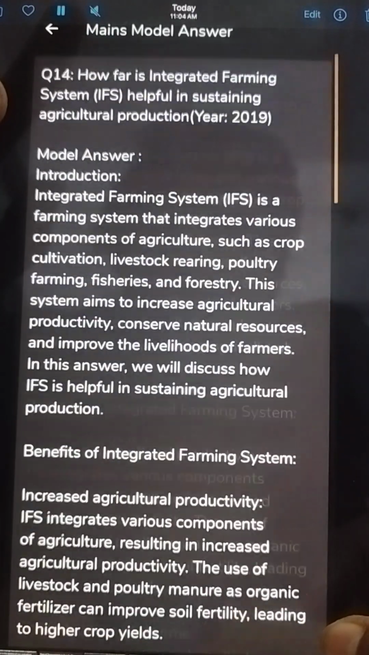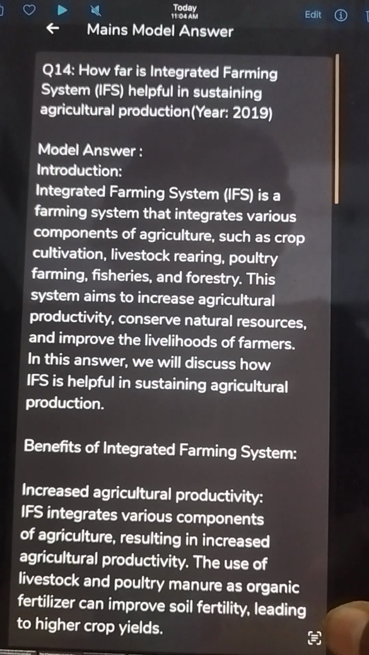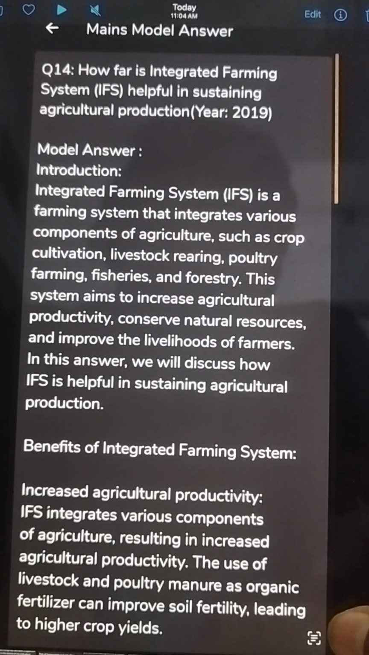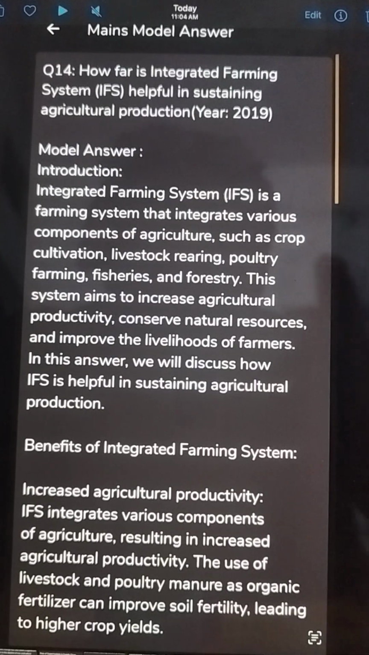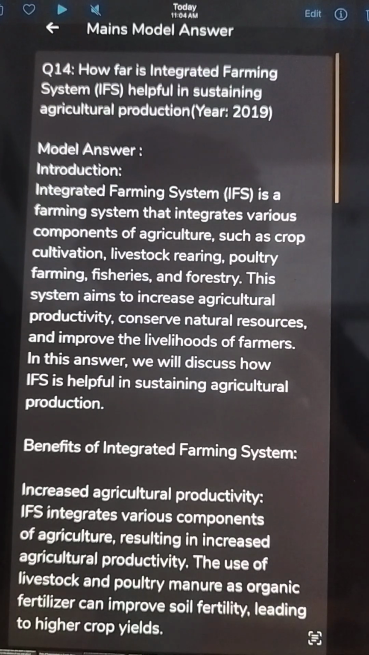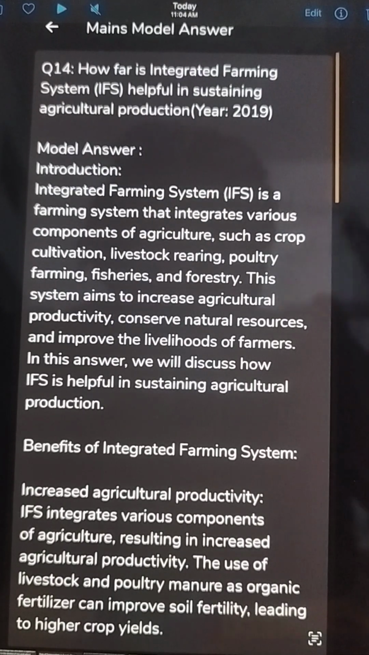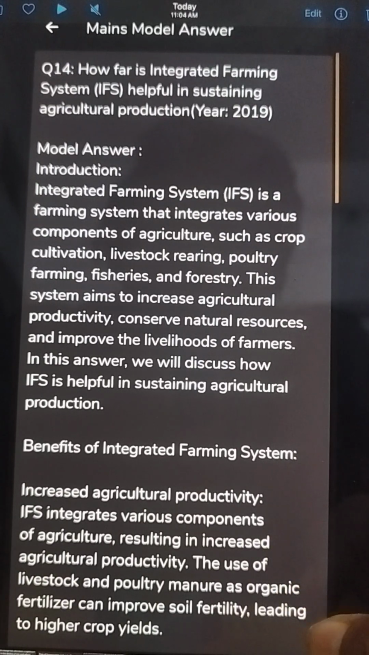So how far is the integrated farming system helpful in sustaining agriculture production? Integrated farming system is a farming system that integrates various components of agriculture such as crop cultivation, livestock rearing, poultry farming, fisheries, and forestry. This system aims to increase agriculture productivity, conserve natural resources, and improve the livelihoods of farmers. In this answer, we will discuss how IFS is helpful in sustaining agriculture production.